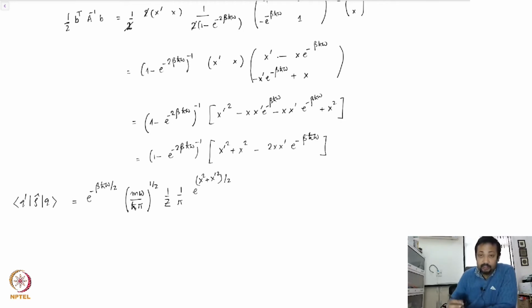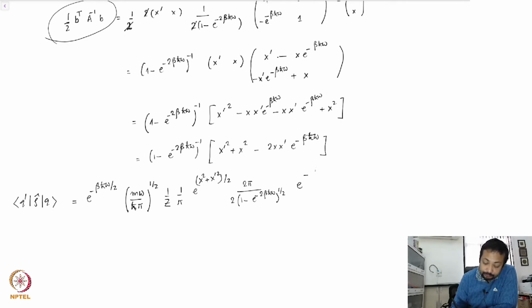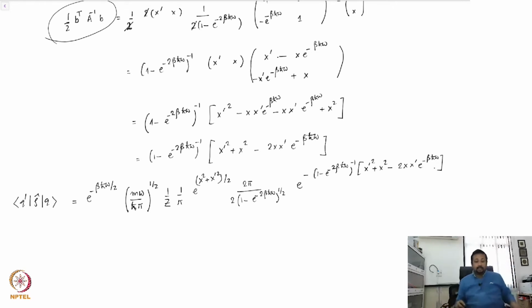And then I have the integral, the two-dimensional Gaussian integral, which gives me 2 pi, the determinant of A, square root of that, which will give me (1 minus e to the power minus 2 beta h bar omega) to the half, and then I will have e to the power minus of half B transpose A inverse B, which is going to be e to the power minus (1 minus e to the power minus 2 beta h bar omega) inverse times (x' square plus x square minus 2x'x e to the power minus beta h bar omega). So you're almost done.